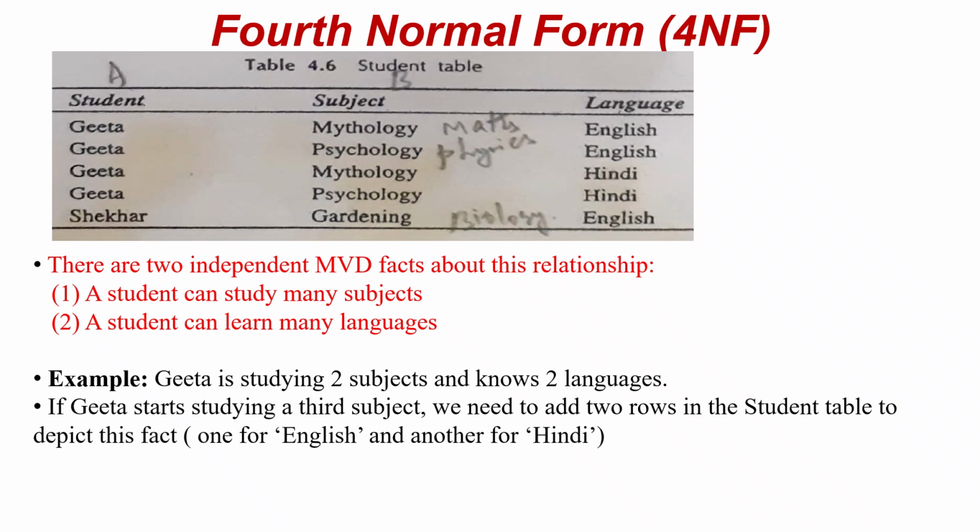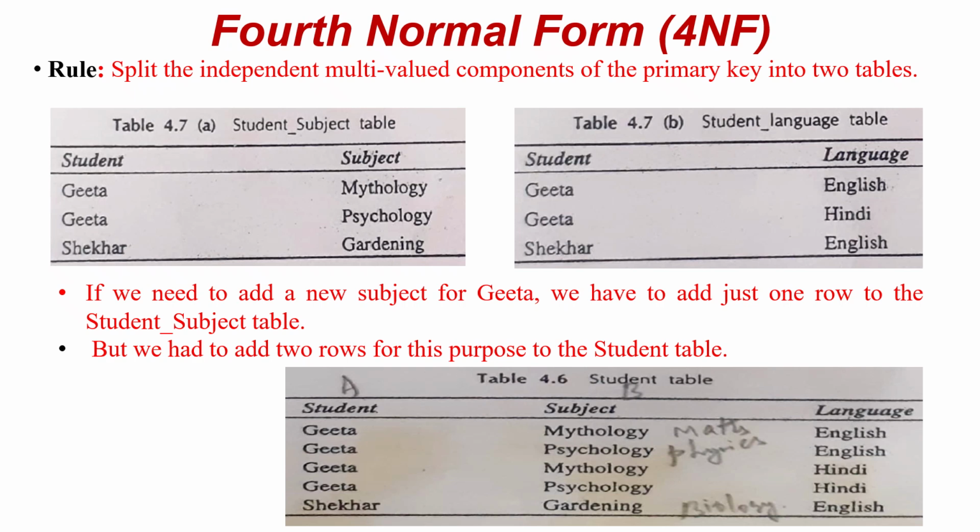If Geeta starts studying a third subject, we need to add two rows in the student table to depict this fact, one for the English language, another for Hindi. So the rule is to split the independent multivalued components of the primary key into two tables. That is, one is a student with a subject name, and another one is a student with a language. If we need to add a new subject for Geeta, we have to add just one row to the student subject table, that is the first table, but we would have to add two rows to the original student table, so that we are able to avoid that, which is shown below.